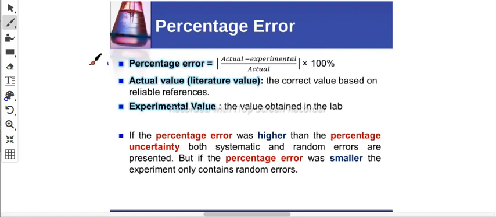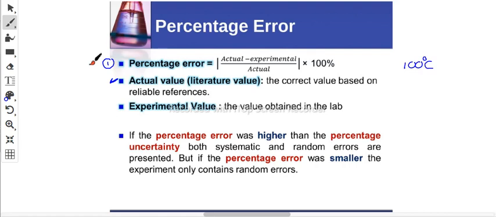We're going to go through the rule of calculating the percentage error. The percentage error rule is the actual value minus experimental value over actual times 100%. What's the meaning of the actual? Actual is the literature value, which is the correct value based on the reliable reference that you have. So for example, if you are measuring the boiling point of water, your actual value will be 100 degrees.